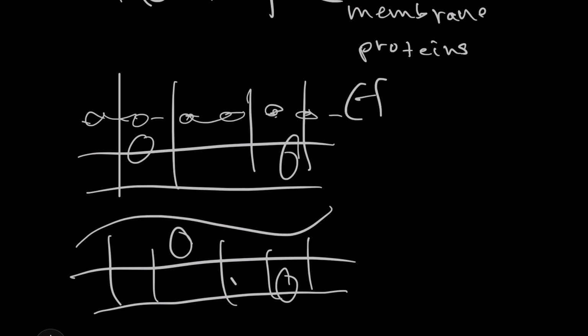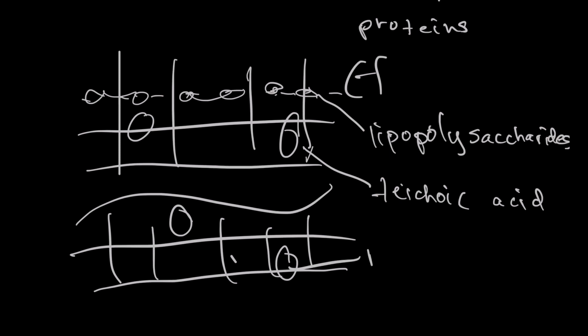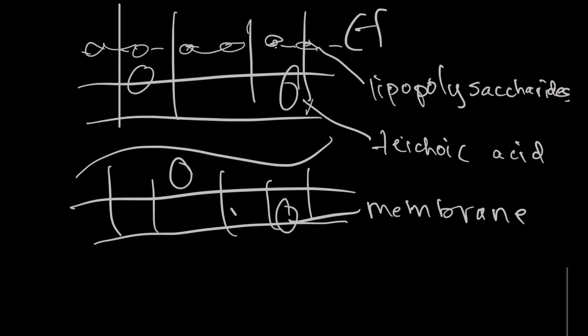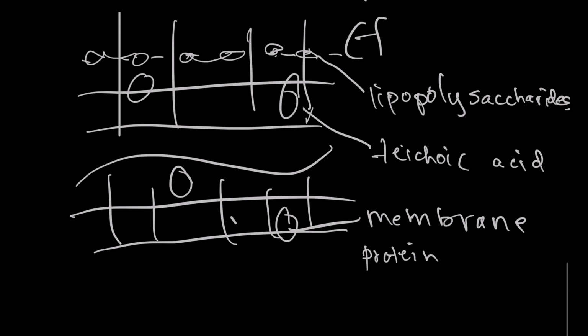So here at the top, we have these binds of sugars known as lipopolysaccharides. And this again is our teichoic acid. This is a membrane protein. And this is our protein structure.